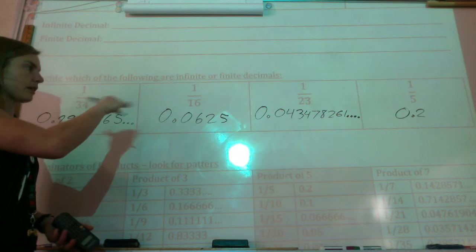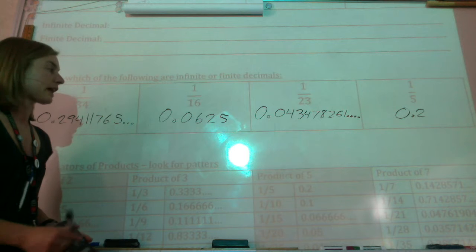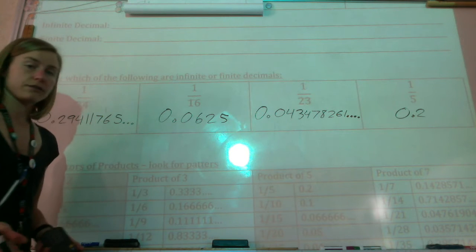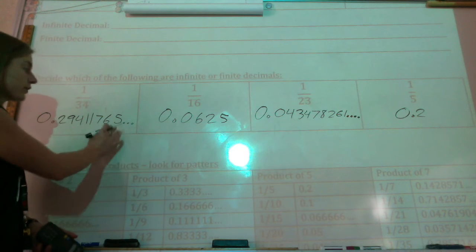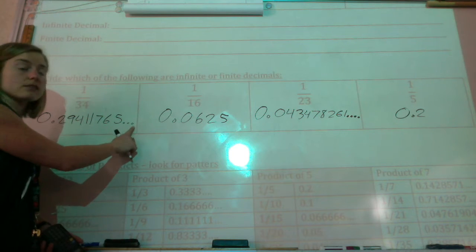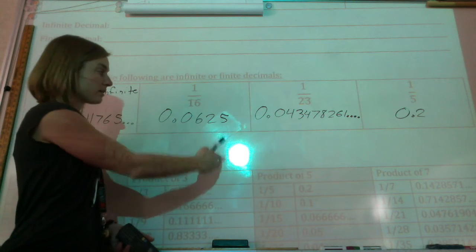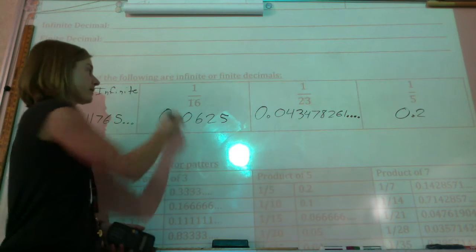etc., or the repeating line, then that's obviously going to be infinite. And any ones that actually end are finite. So this first one, we got a really long decimal, and even still it doesn't end. So this one's going to be infinite. This one right here ends, it stops, so that's going to be finite.